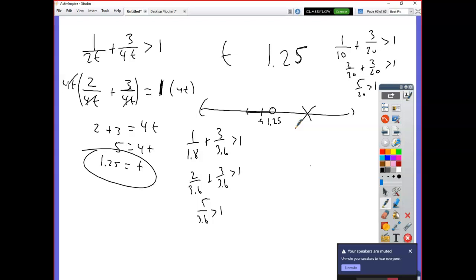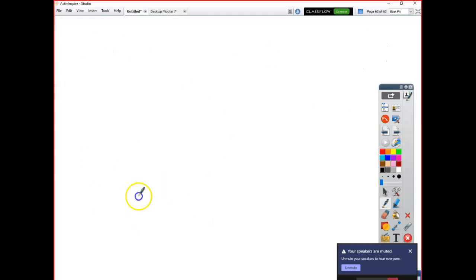Let me suggest another point. Let's do -1, shall we? Let's just do -1 for a moment. I'm going to plug in -1. If I plug in -1, I get 1 over -2 plus 3 over -4 is greater than 1. Sorry, greater than 1.